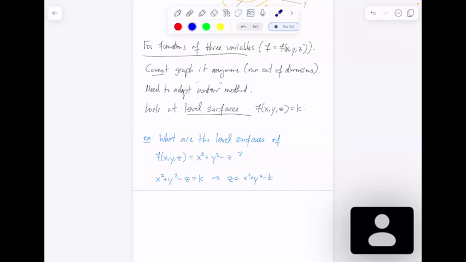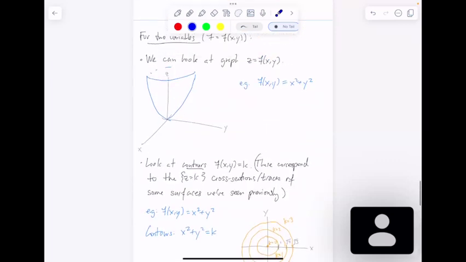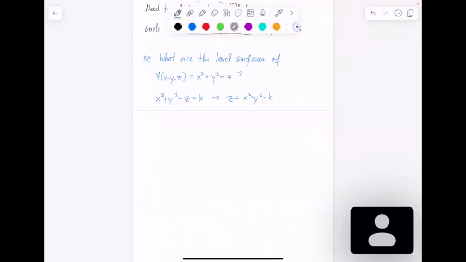So let's pretend, you've got to take the cross sections, but let's say k is equal to 0, right? Z is equal to x squared plus y squared. That's a paraboloid like we had above, right? Z is equal to x squared plus y squared. It looks like this. So here's what these are: paraboloids. The level set graph looks like the following.